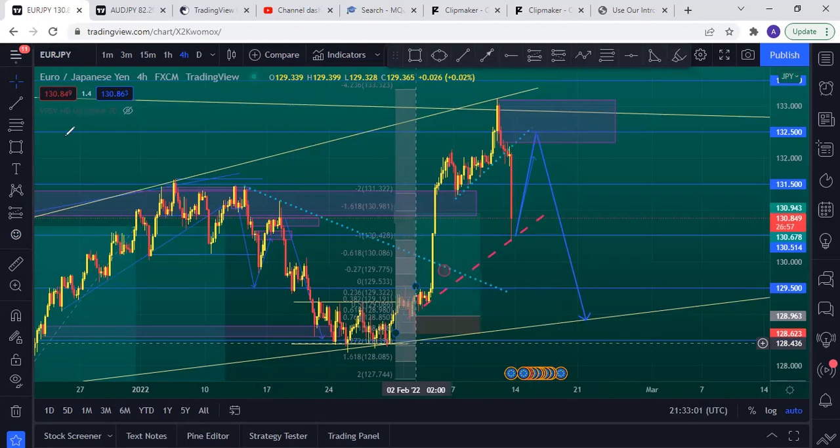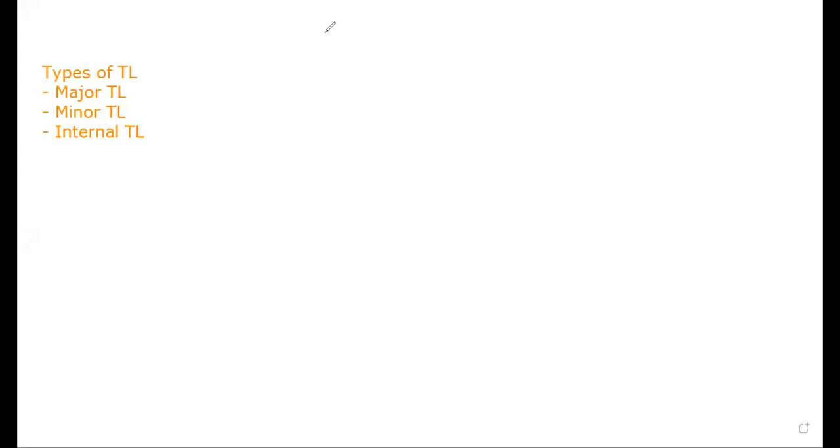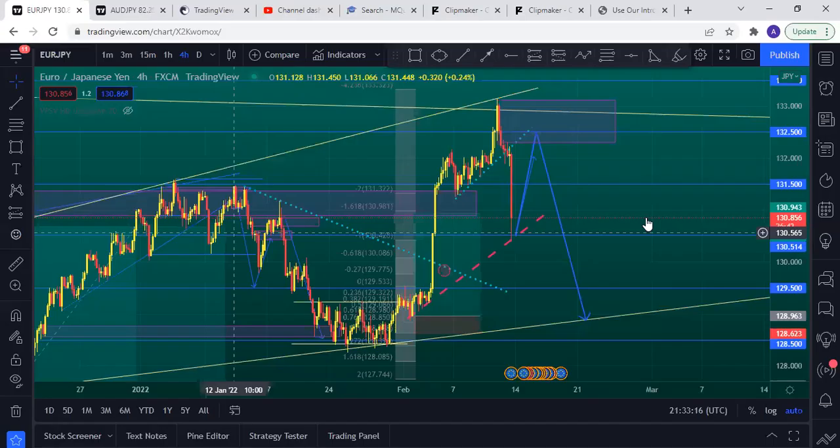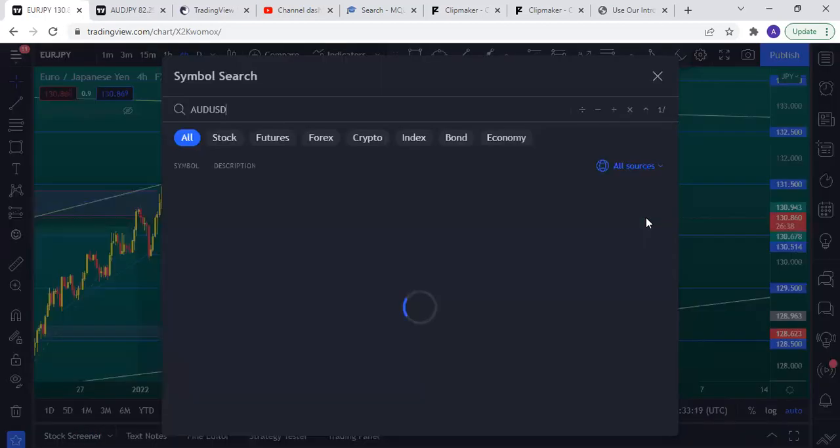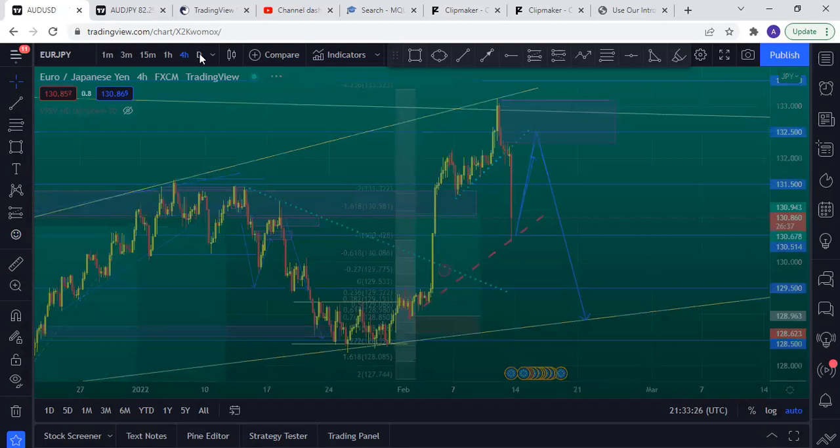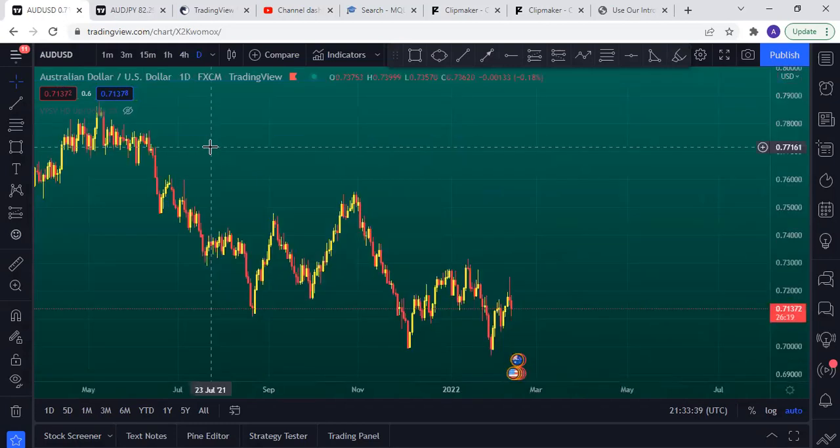So let me see. Maybe we should take some further examples. Let's take some more examples. Let's go to another commodity. Let's do AUD USD. Let's take a look at AUD USD on the daily time frame. We're also going to take examples of major trend lines, minor trend lines, and then internal trend lines.